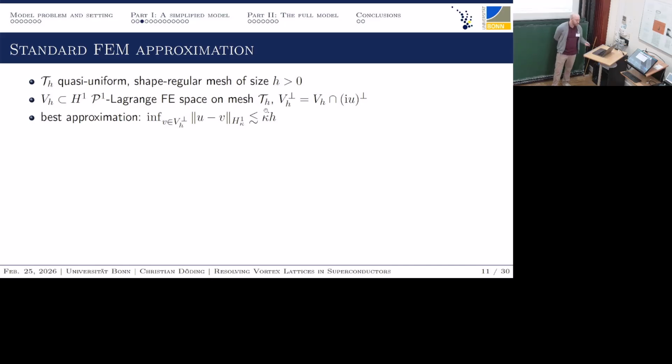Okay. So if you consider a minimizer u and try to figure out how well it is approximated in the space, you apply the standard error estimate framework. And what you observe is that the best approximation error is bounded by kappa times h. Yeah? So this supposes at least the resolution condition that your mesh size needs to be smaller than 1 over kappa.